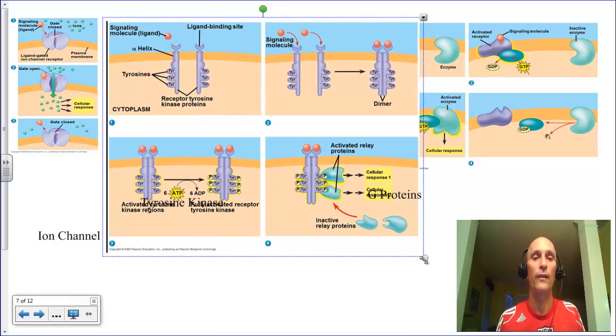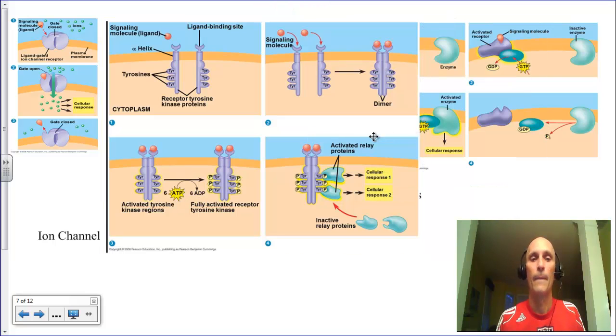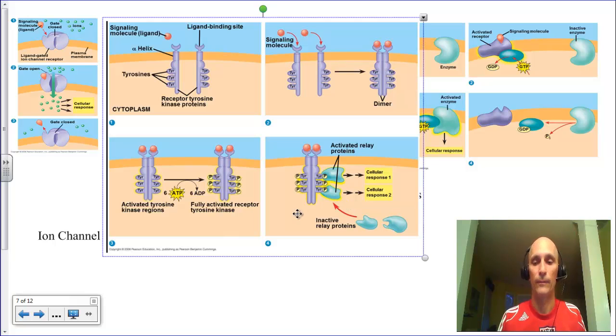And what tyrosine kinase is going to do is, when the messenger binds to the receptor, it causes a change in the shape of the receptor. It actually forms a dimer, two of them there. And then that activated dimer is going to phosphorylate itself, and then it's going to transfer that phosphate to other molecules, which are going to cause the cell to respond. It's the beginning of the cascade, and that is a tyrosine kinase.